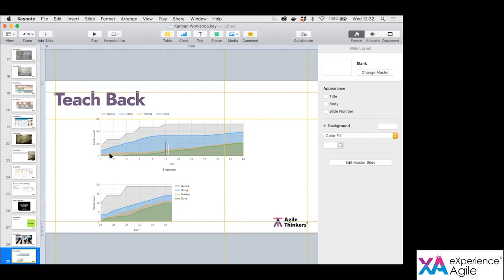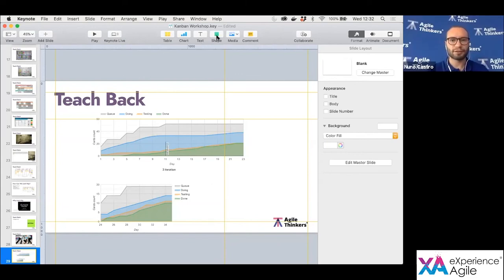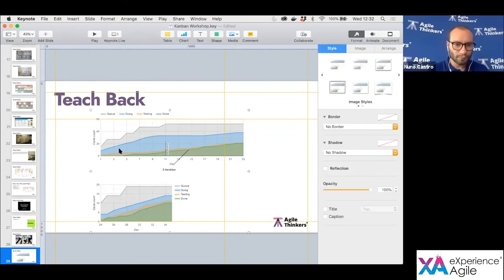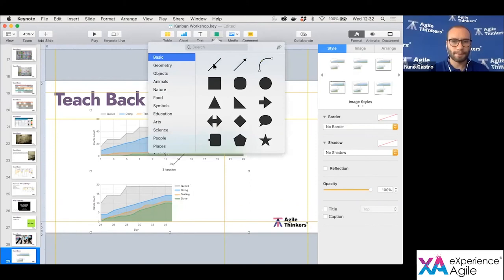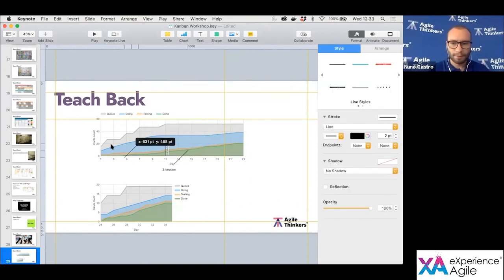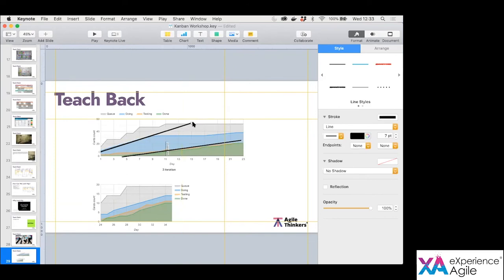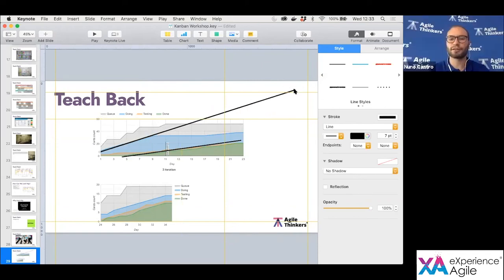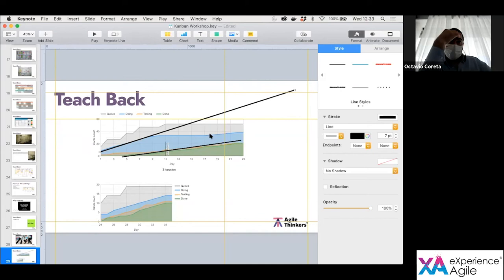They'll never finish anything. They will never finish anything, right? Because if you see, for example, if I would add a line here, so this is the cadence as they were starting work. And this was the cadence as they were delivering work, right? So if you extend the lines far enough, what would happen? Those lines will never cross, right? So there will be a point in time where basically they will have a lot of work in progress and nothing being delivered, right? Yes.